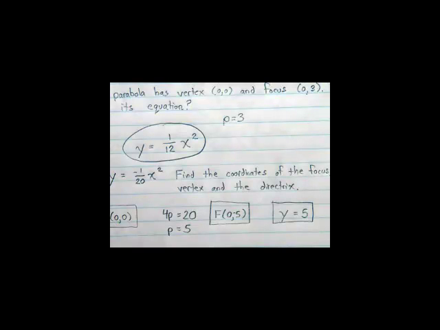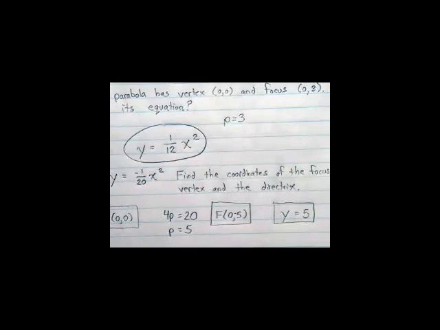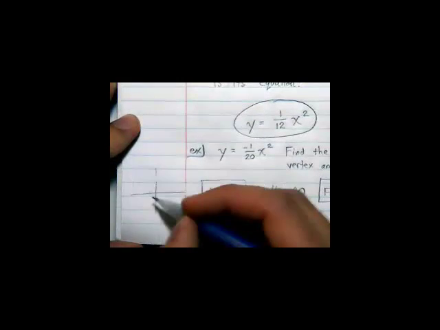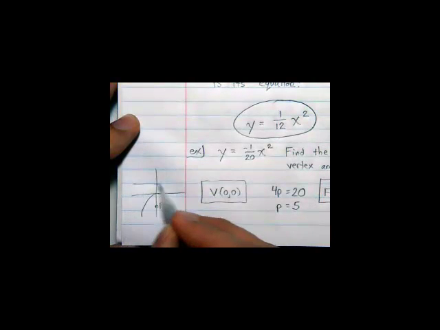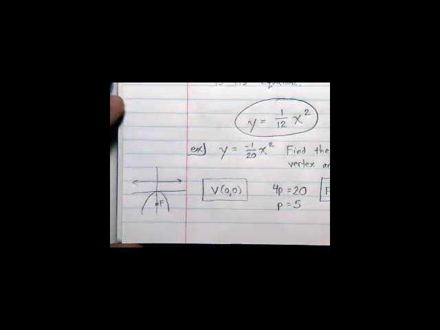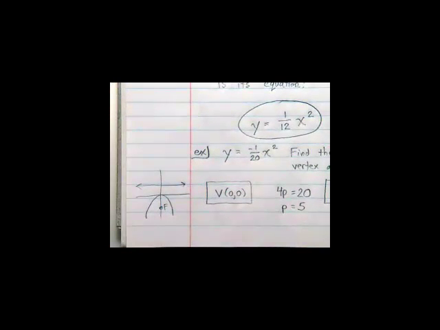Why would y equal 5? Because that's above. This parabola opens down, so the focus is down here. The directrix is up here, positive. So directrix is positive, focus is negative. It's the same distance but above it rather than below it. For the 5, I took the 4p equals 20, divided each side by 4, so p is 5.